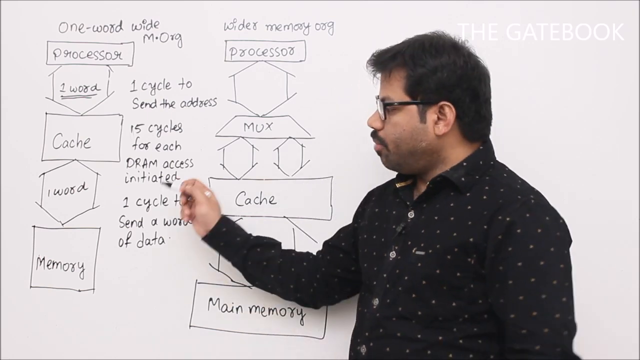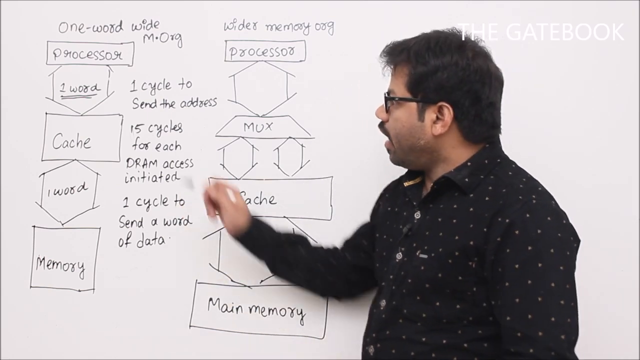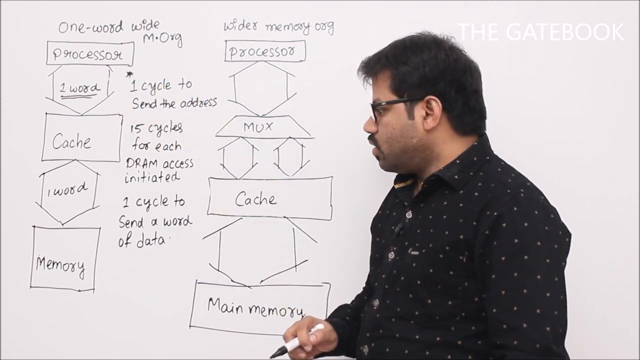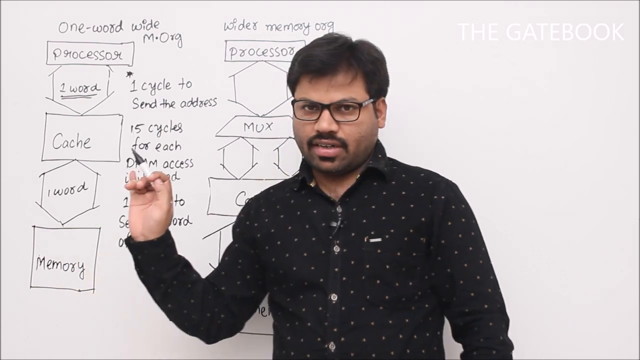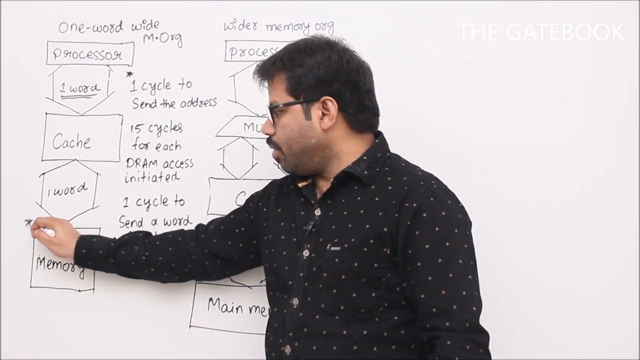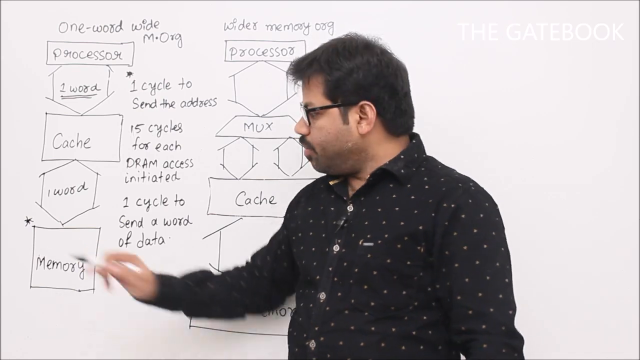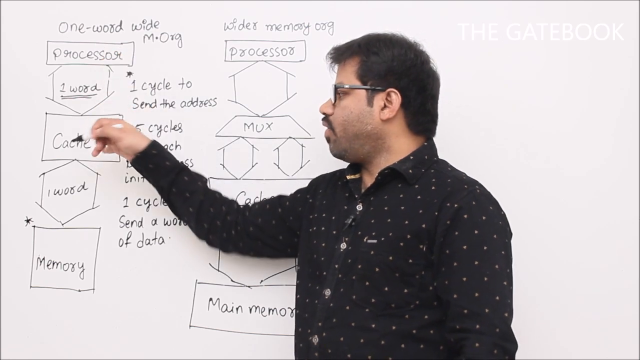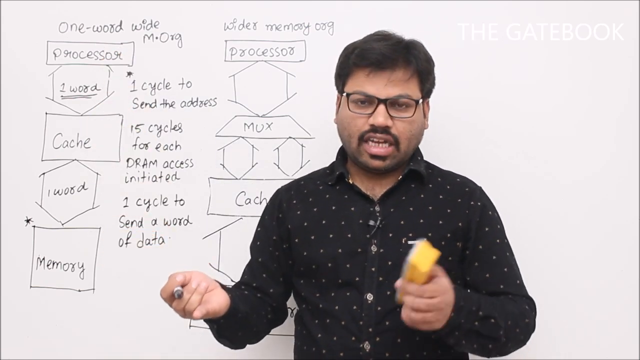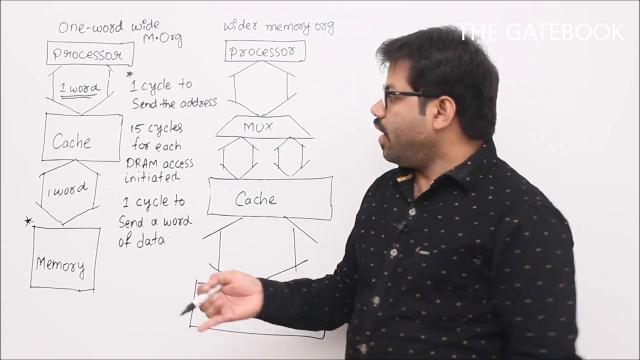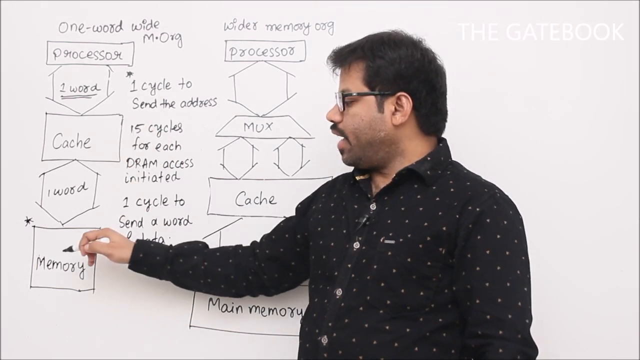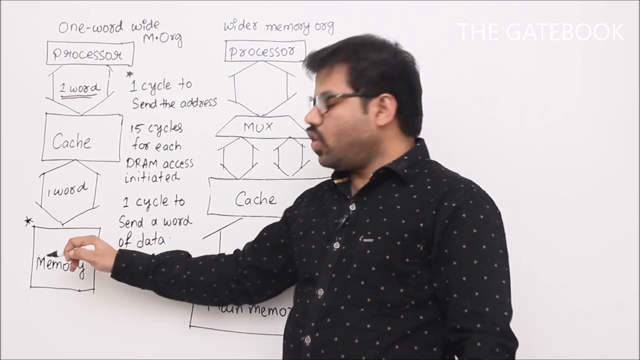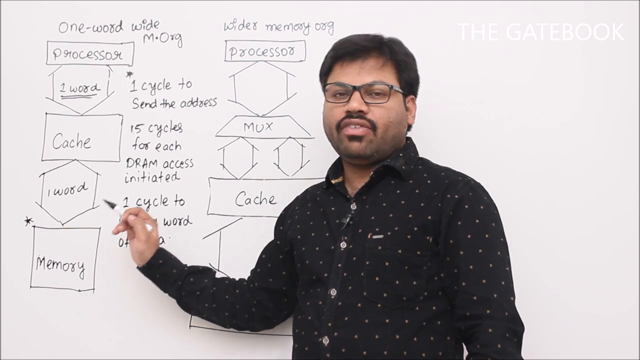Otherwise, one memory access. So I assume these parameters, one cycle to send the address. It's all about memory access time. I'm talking particularly about this memory because we know that this memory is going to have a lot of delay. Getting the data from cache takes nanoseconds, very little time, one clock cycle, but getting the data from memory takes 20 to 30 cycles. That's why we have to design our memory effectively so that we can access the data quickly.